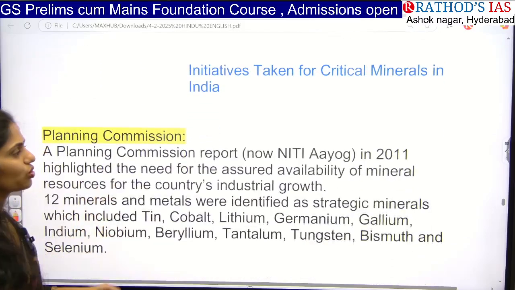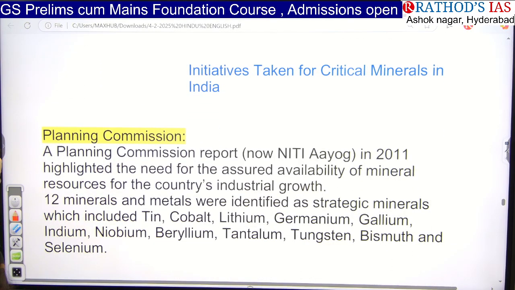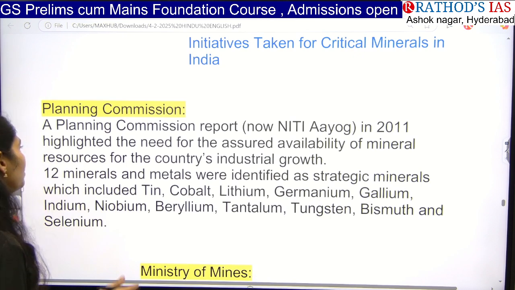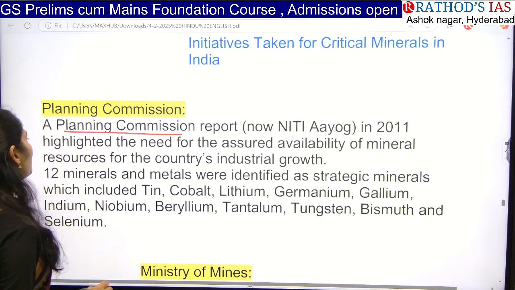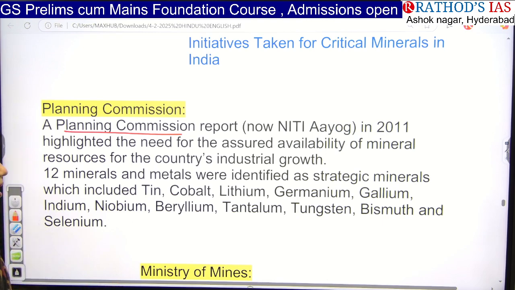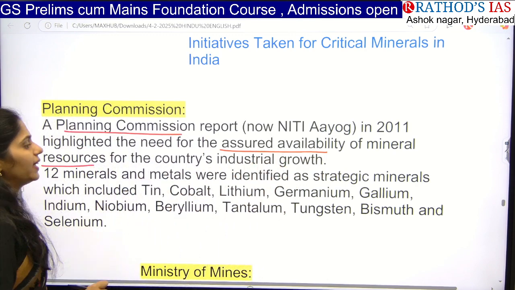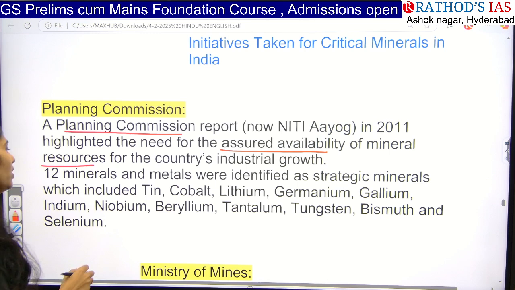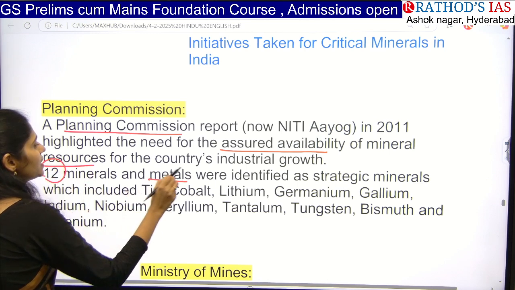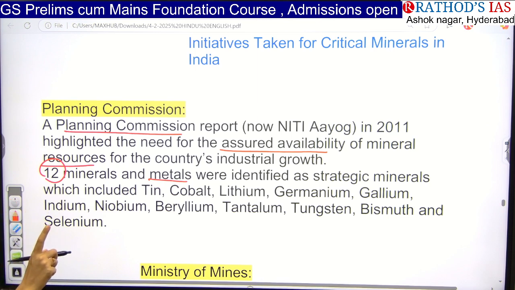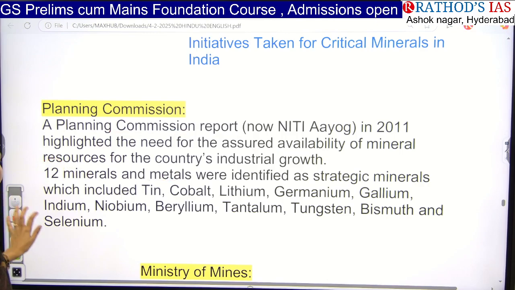And what are the initiatives taken by our country so far? The first one is the Planning Commission. In 2011 itself, the Planning Commission highlighted the need for assured availability of mineral resources for the country's industrial growth. And around 12 minerals and metals were identified as strategic minerals. For example, tin, cobalt, lithium, germanium, gallium, indium, beryllium, tantalum, tungsten, bismuth. So these are examples of our critical minerals and you have to remember them.